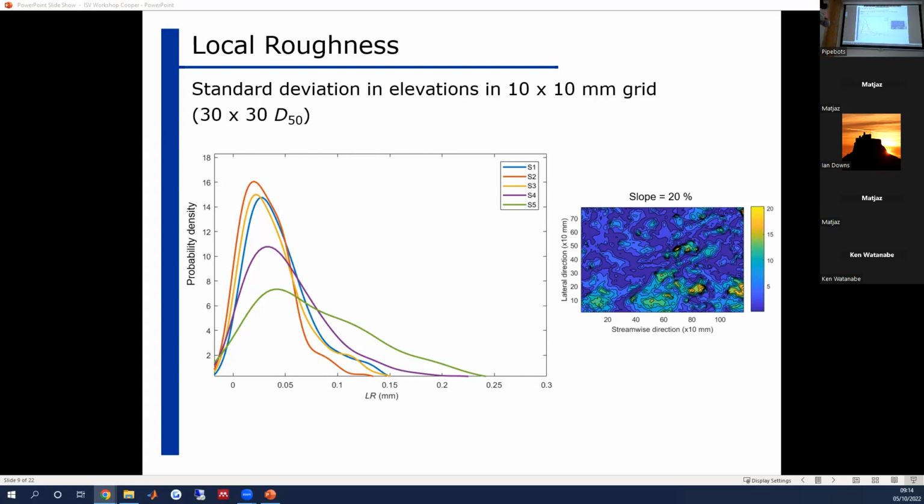The idea of this is you're looking at how the roughness changes within a grid of 10 by 10 millimeters, which for our soil relates to around 30 E50. And you'll see that all of these distributions are positively skewed, and they become more and more positively skewed as you increase the slope, reflecting that greater complexity.